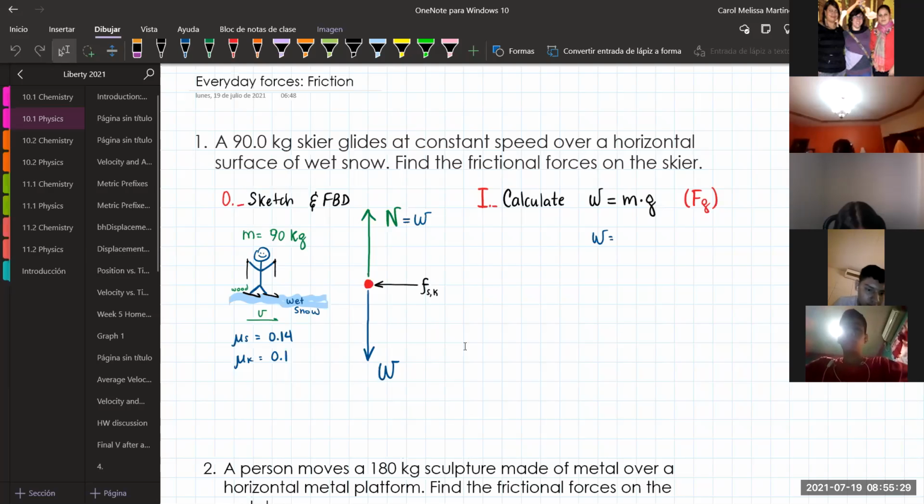is equal to the mass, which is 90 kilograms, multiplied times the gravity, that is 9.81 meters over second to the second power, or you can even write it negative. It is not necessary that you write the negative, since already in your diagram you indicate that the weight is going down. But even if you want to write it, it's not going to be wrong, but it's not necessary. Okay? So tell me what you get with this multiplication.